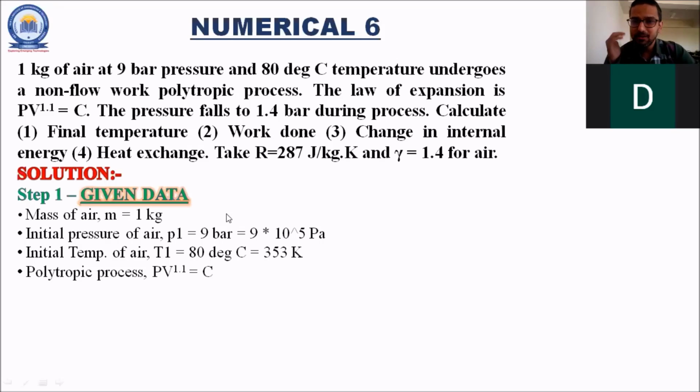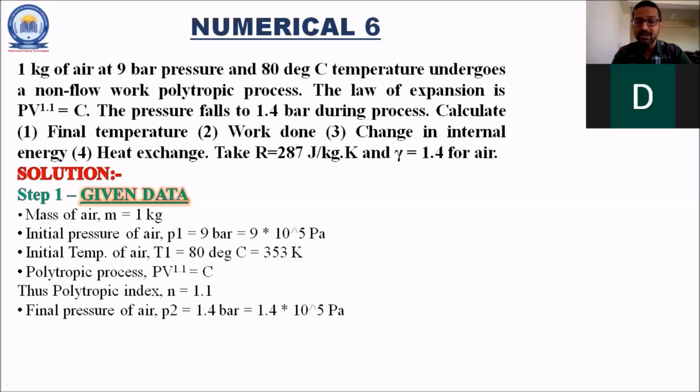Very good students, perfect answer which I was expecting from you. Thank you all. The majority of the students have given me perfect answers in the chat box. So I can write down the polytropic index, that is small n is equal to 1.1, because the standard equation for a polytropic process is PV^n equals constant. But in this we are given PV^1.1. So small n is equal to 1.1. Very easy to understand.